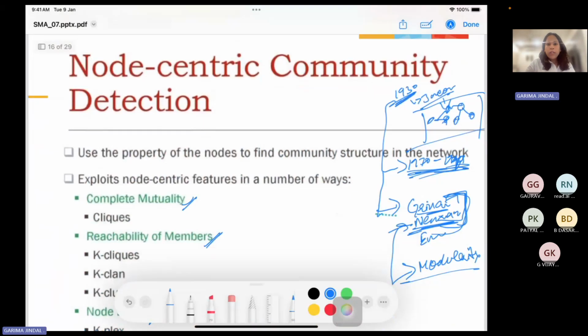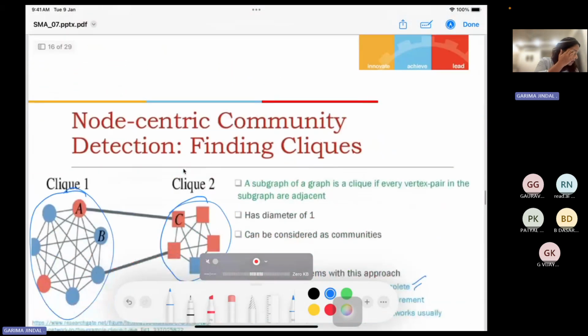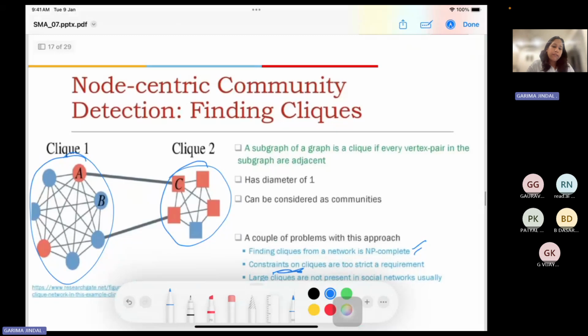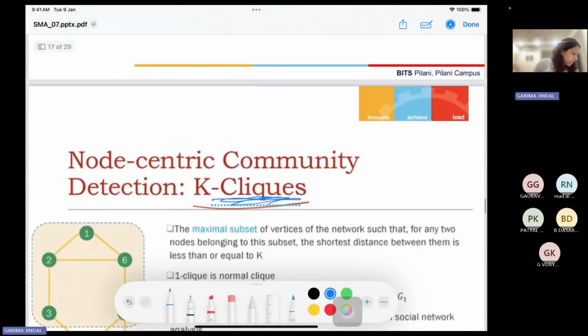Okay. So before going on break, we were discussing how we use node-centric measures in order to identify communities. The first method we saw was identification of cliques in the network. But then we saw that this is an NP-hard problem and one cannot use identification of cliques to identify communities in a large network. Also, real-world social networks generally do not have the presence of cliques, so this method cannot be used.